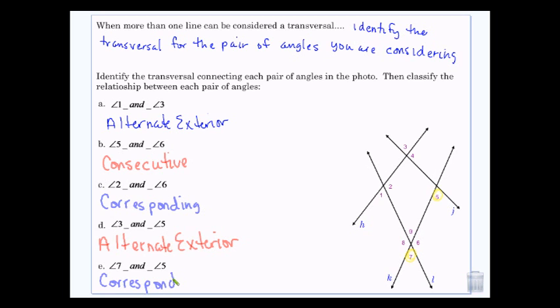What if it was like 8 and 2? 8 and 2 would be alternate interior, because they're both on the inside of the 2 lines, but on opposite sides of the transversal. What about like 8 and then 4?